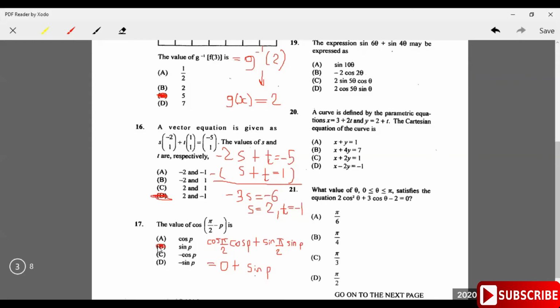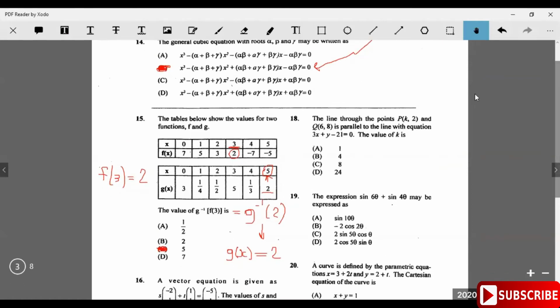Easy. Now remember this, this is an identity. We can also know that the cosine of pi by 2 minus p is equal to the sine of p. So that's an identity that they were actually showing us.